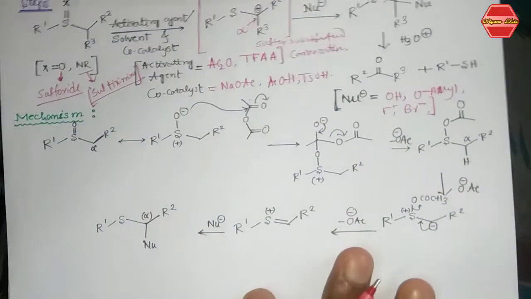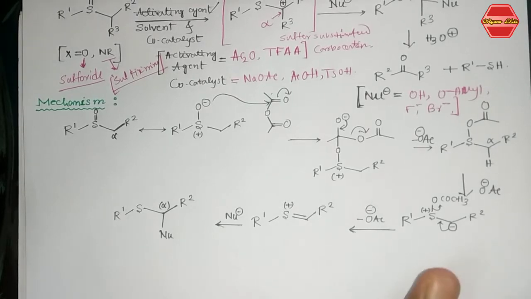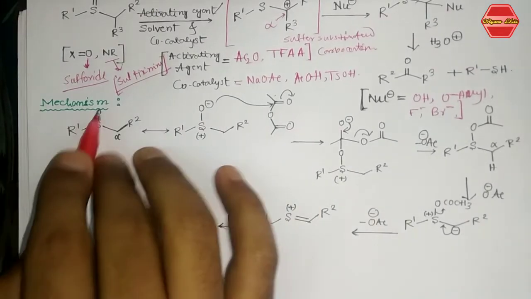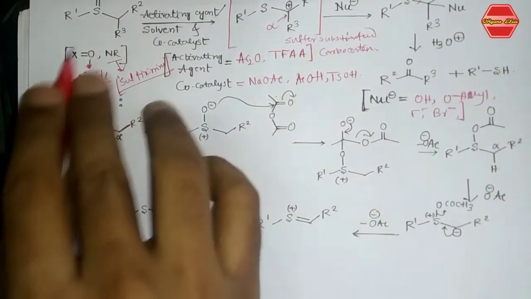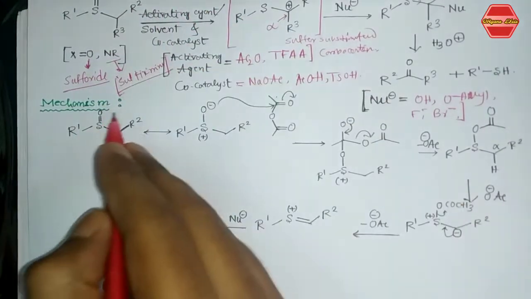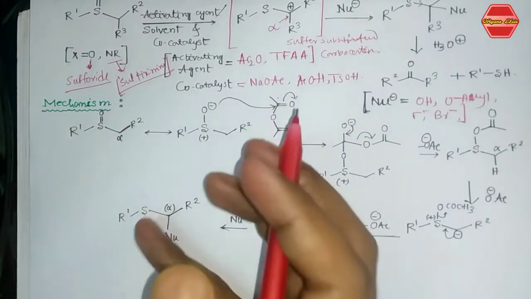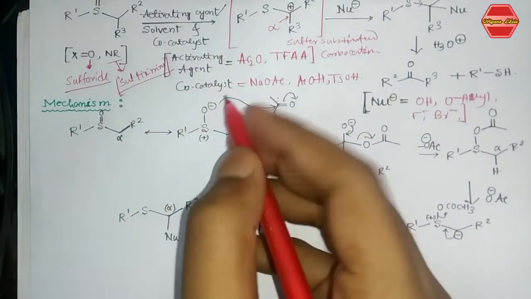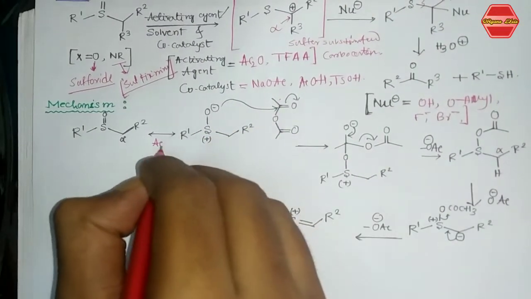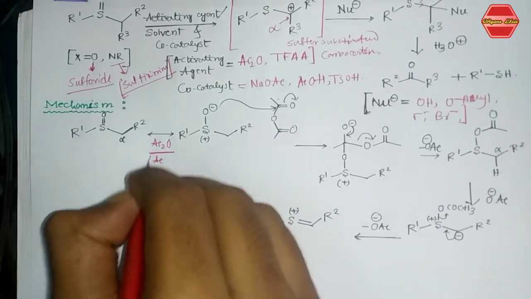Now see the mechanism, how the reaction proceeds. The mechanism of this Pummerer rearrangement consists of 4 steps. The first step is the acylation of the sulfoxide oxygen. I already said that this is your sulfoxide bond, if oxygen is placed over this X. Now you have to acylate this sulfoxide. How to acylate this? You have to use the reagent Ac2O in presence of NaOAc or maybe NaOH.